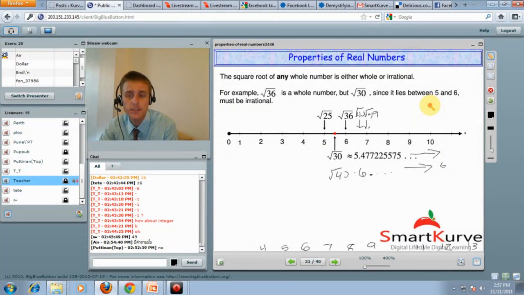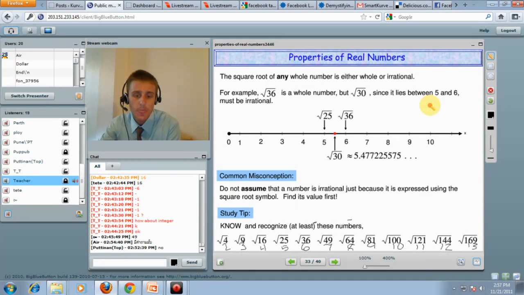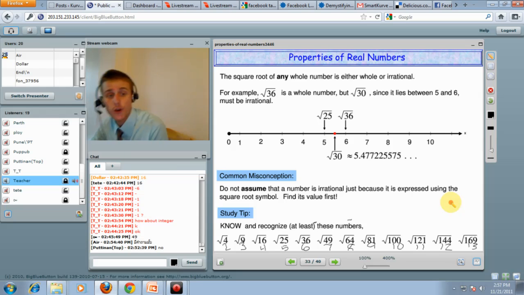Here's the number line. And remember, for the common misconception, you may assume that a root is going to be irrational, but it is not always irrational. Some square rooted numbers can become whole numbers. Here's the list at the bottom. Root 4 through root 169 are ones that will be whole numbers. And there are more.